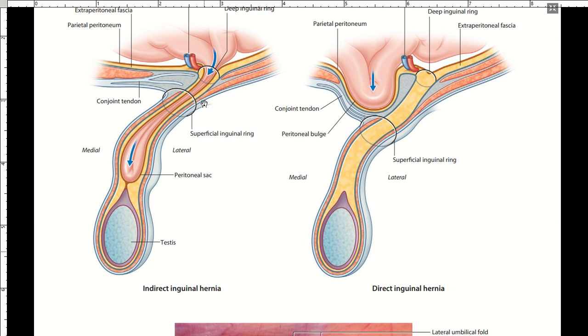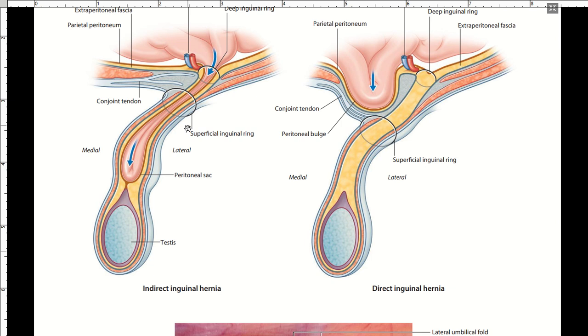About one third of indirect hernias are bilateral, which means it can happen at the same time on the right and left. But in most cases, two thirds, it is unilateral, and it occurs on the right.